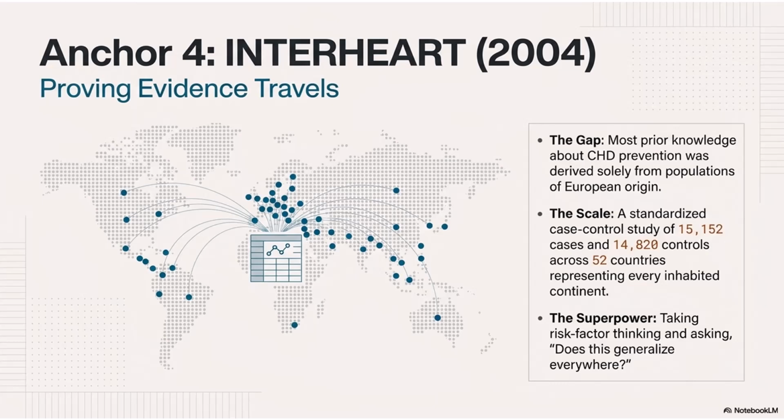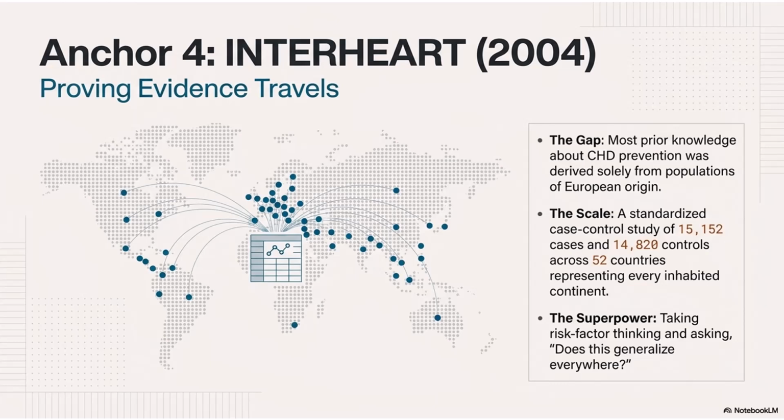That scale matters a lot because a risk factor discovered in one city or one country may not automatically apply everywhere. And external validity is not decorative. It is not a luxury. I think, and we know that it is one of the central questions of public health. INTERHEART took risk factor thinking global. This study specifically asked whether common modifiable factors explained a large proportion of myocardial infarction risk worldwide.